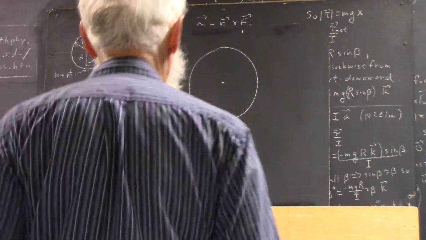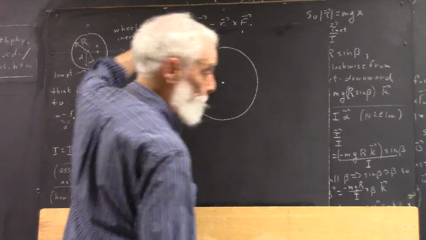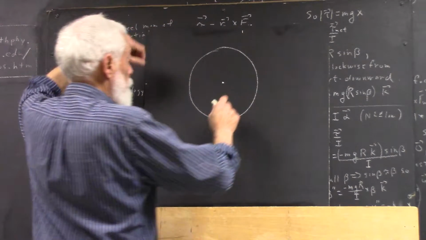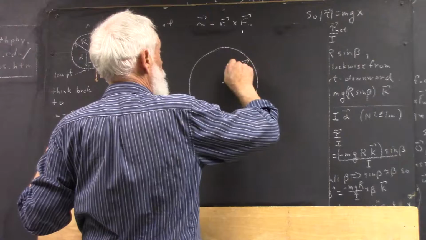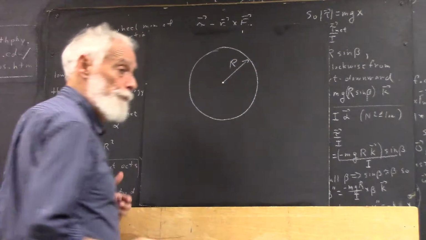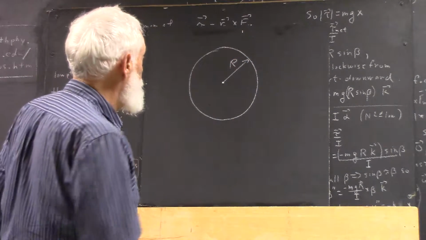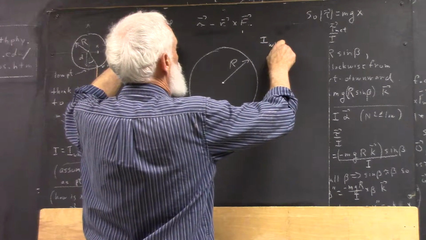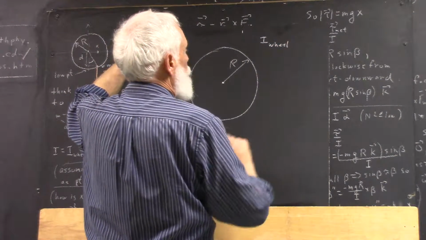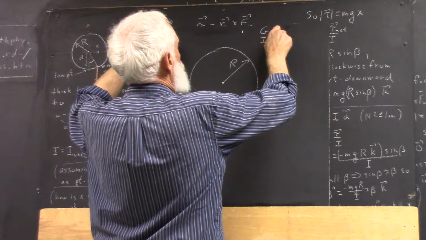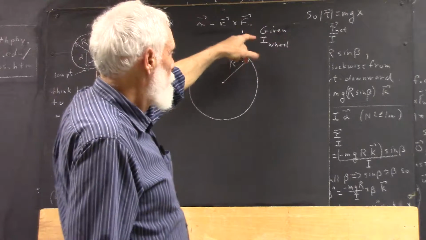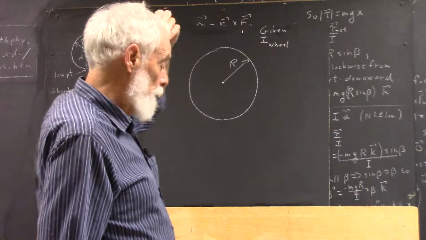Okay, we've got a problem where there's a wheel. And it has a radius. We're not giving numbers here. The radius is capital R. And it has a moment of inertia that's given as I. Now, I use I sub wheel because we're going to have other moments of inertia.